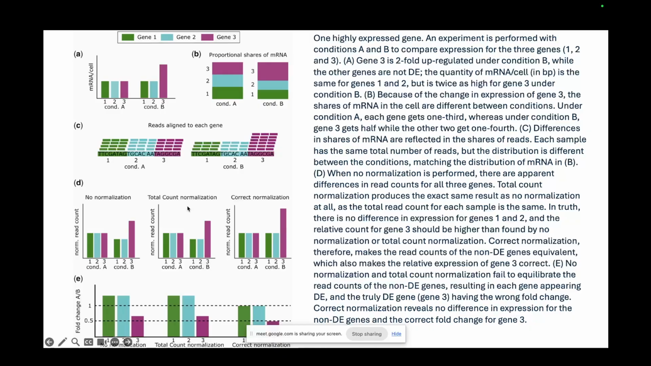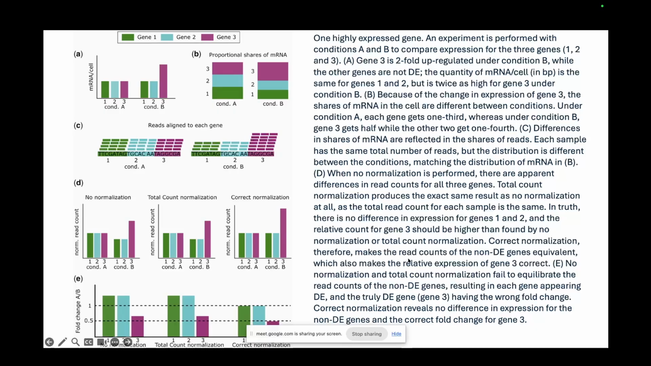If you do normalization in terms of total count of the mRNAs, this is what happens. There also you do not see any difference, because the total share of the mRNA is still 1. What you're normalizing by is the total number of transcripts from genes 1, 2 and 3 in both cases. So no normalization and total count normalization do not give you any difference as such. But in truth, there is no difference in expression for genes 1 and 2, and the relative count of gene 3 should be higher than found by no normalization or total count normalization.